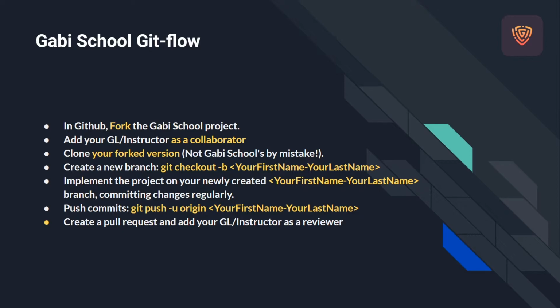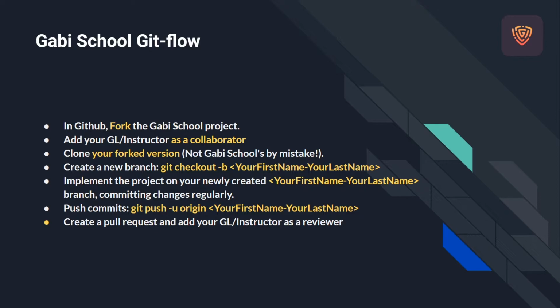So in GitHub, the website I was talking about, you fork the Gabi School project. Fork means you copy the code that we created in Gabi School and save it in your own GitHub account. So you just copy from us. There is a button called fork, I'll show you. Then you add your group lead or your instructor as a collaborator, meaning that person is going to see the changes you made. Then you clone your forked version, the version that you forked from Gabi School.